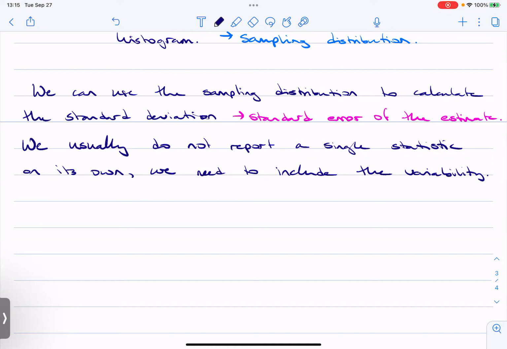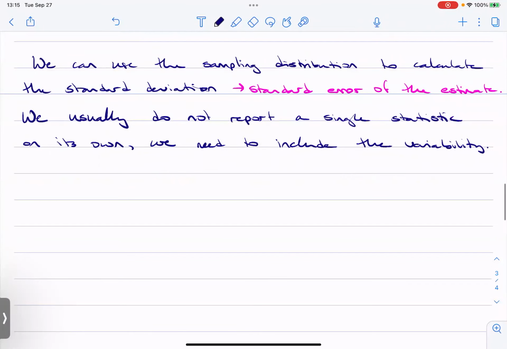Kind of going back to what we do traditionally and what we've seen in the past: if I have to make a confidence interval around X bar, then I can use the t distribution. And so we do this by reporting confidence intervals.